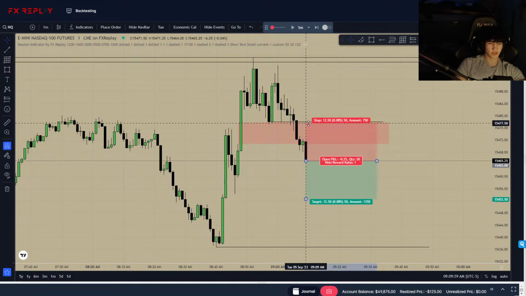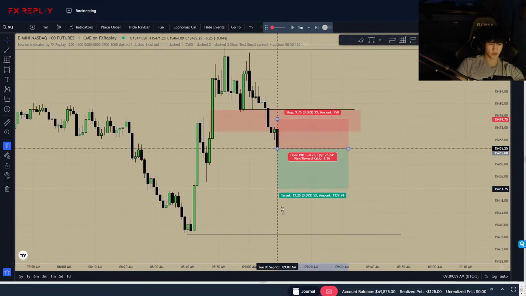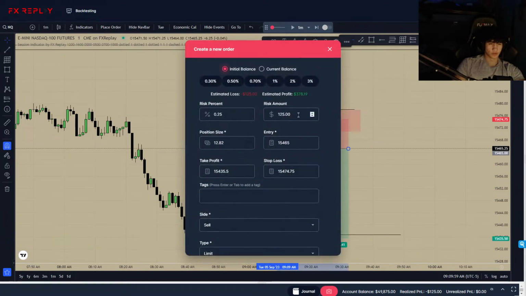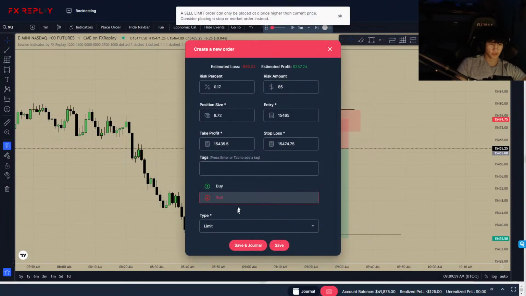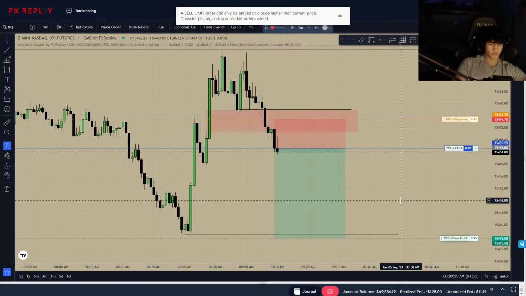We have this fair value gap right here. I want to keep my losses extremely small. Wins, you already know how I feel when we win. 1 to 3. So place order. I'm going to de-risk on this one just because it's a new model. I don't really like trading it. And let's just do a market. Okay, let's see it.